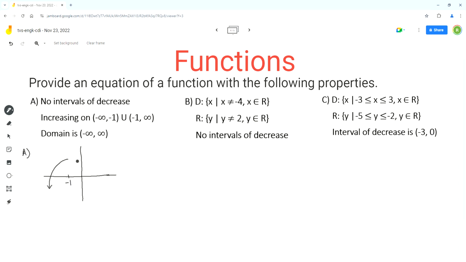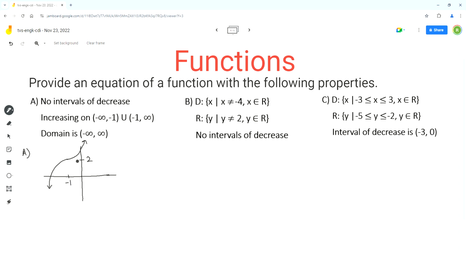So as we can see, the function is increasing all the way from negative infinity to negative 1, and then it continues increasing from negative 1 to positive infinity. That means on the right side of negative 1, the graph keeps going upward. So the rest of the graph can be like this. Let's assume the graph is horizontal at x equals negative 1. Let's assume the y value is 2.